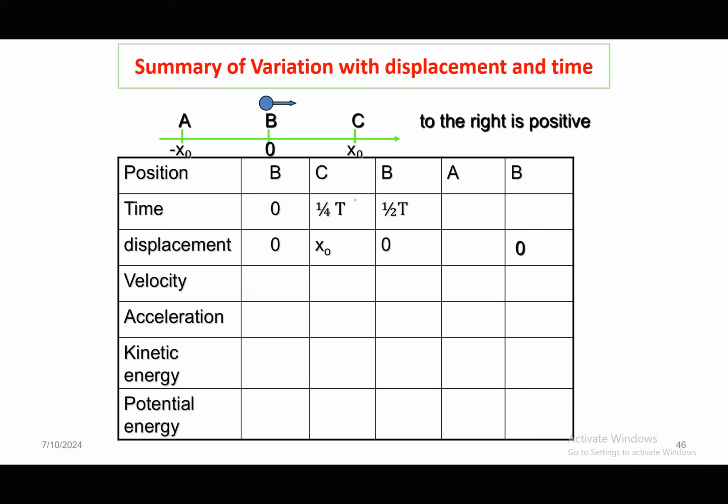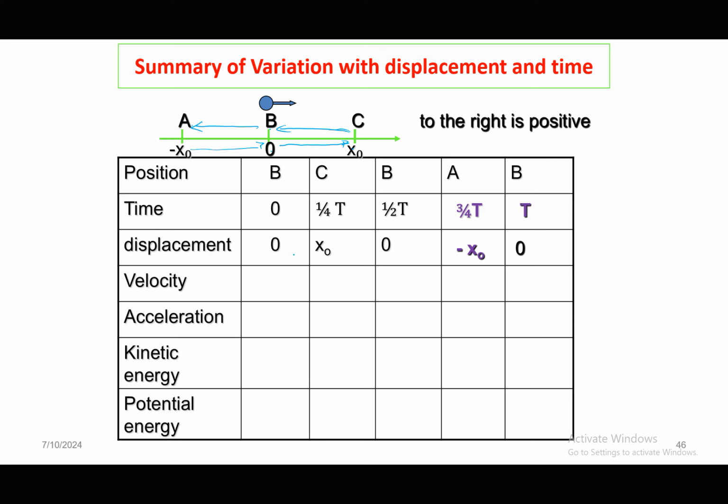At C, that is a quarter of a cycle. At B, it is going to be half a cycle. So you have moved like this, and then we have come back, half a cycle. Then when we reach A, that would be 3/4. So this is 0, a quarter, half, 3/4. And when we come back to B, it is going to be a full cycle, which is the period.